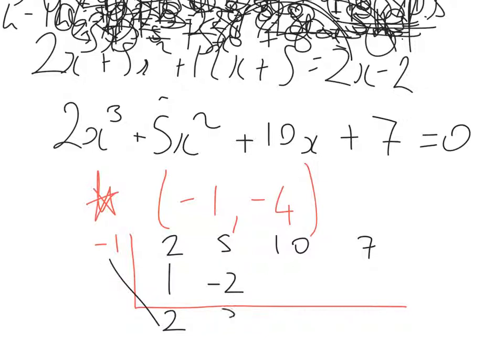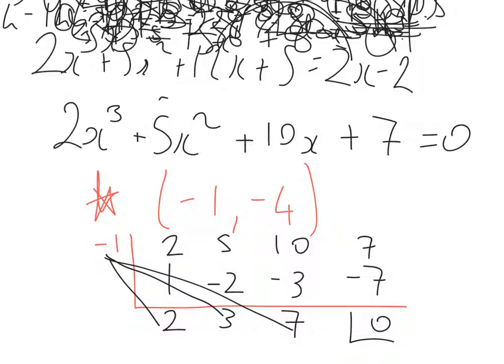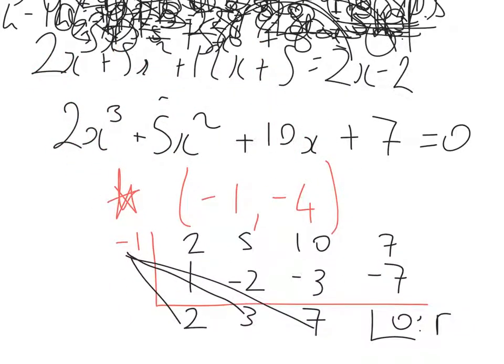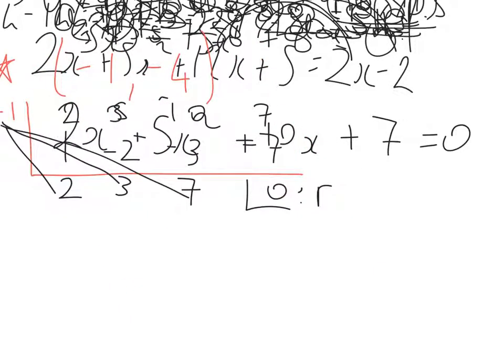5 minus 2 is 3. Times that by minus 1, that's minus 3. 10 minus 3 is 7. Multiply that by minus 1 is minus 7. So that gives me a remainder of 0. So r equals 0. Therefore, the point of contact is at x equals minus 1.